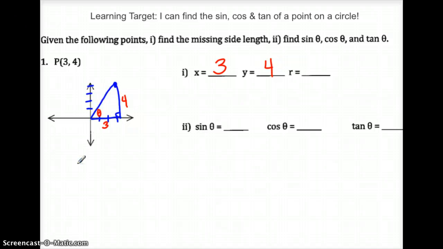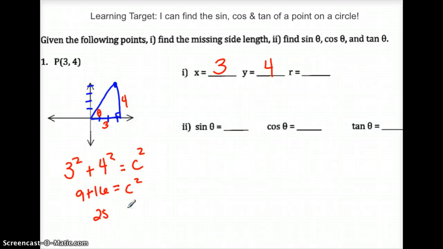And so what's my hypotenuse going to be? Well, I have to do the Pythagorean theorem real quick. 3 squared plus 4 squared will give me my c squared. So 9 plus 16 will give me c squared, which is 25. So then I need to take the square root. This is an easy one. Square root of 25 is just 5. So if you're familiar with 3, 4, 5 triangles, you should have known that would happen.